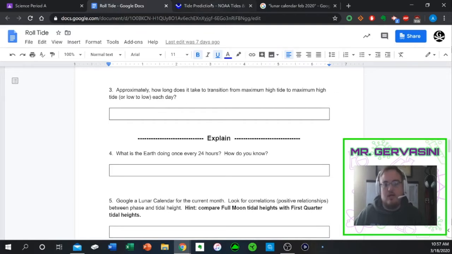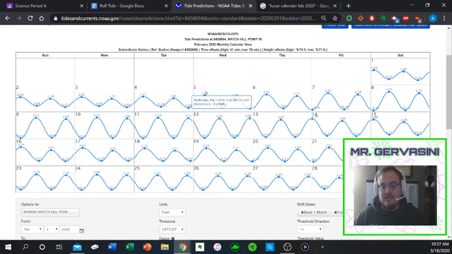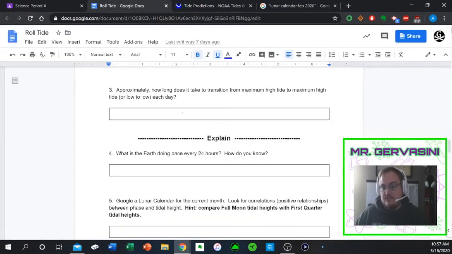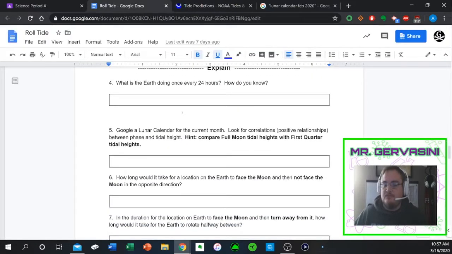The third one, how long does it take to go from one tide to the same tide? So instead of going from high tide to low tide, how long does it take to go from high tide to high tide? Well, if it takes 6 hours to go down to low tide and then 6 hours to come up to high tide again, then it's going to take 12 hours to go from the same tides. All right? So that's just a little bit of review. The explain section that you should have already answered.